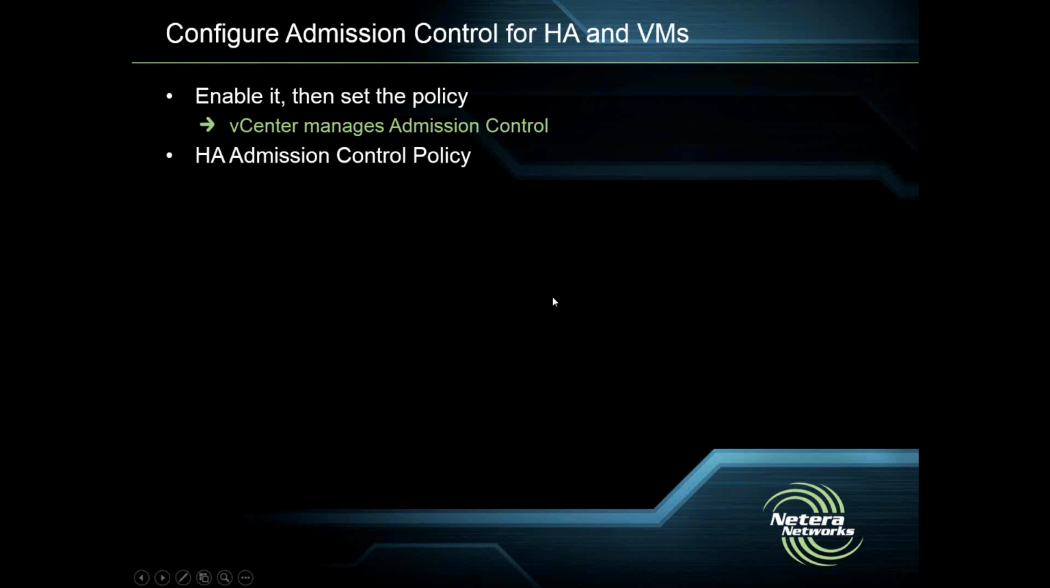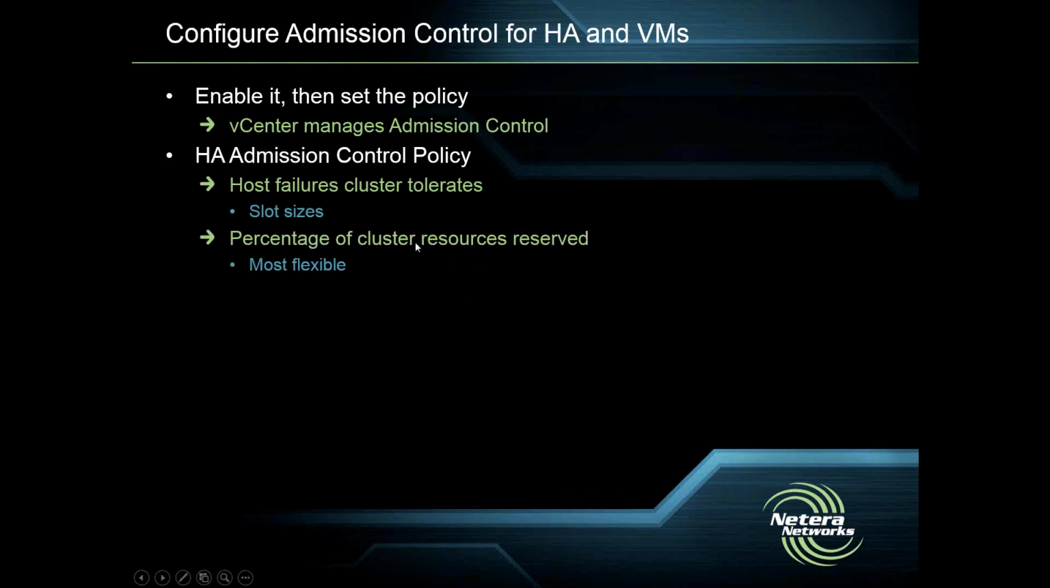We touched on admission control policy. So here are some advantages and disadvantages to each one. The host failures cluster tolerates. We have the slot size issue that you have to keep in mind, right? If you have large reservations, which is another reason to use reservations carefully, you may have slot size issues. Now, the manual override for slot sizes is available in vSphere 5, I'm sorry, 5.5. So you can use that.